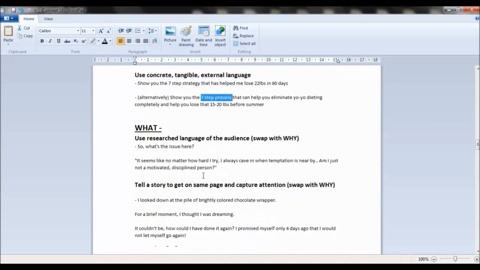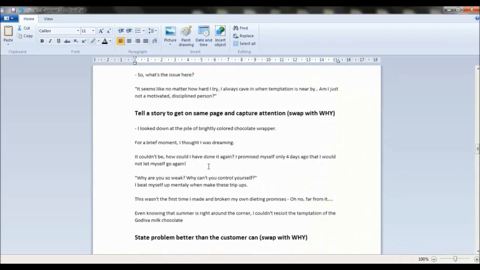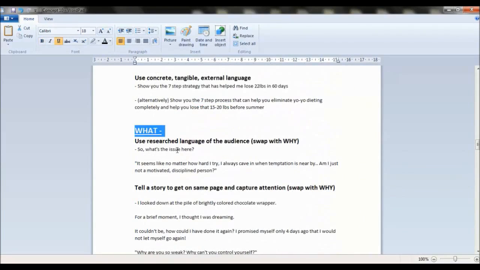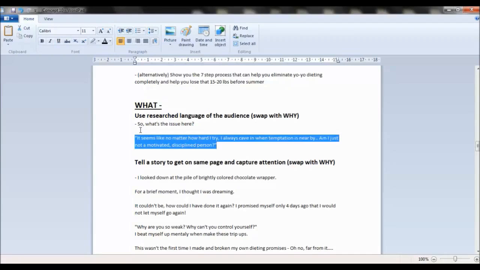Okay. So let's move on, and let's see if we can run through this a little bit quicker. So for what, it's getting on the same page, right? So use research language of the audience. You can swap this with why. So what's the issue here? It seems like no matter how hard I try, I always cave in when temptation is nearby. Am I just not a motivated, disciplined person?